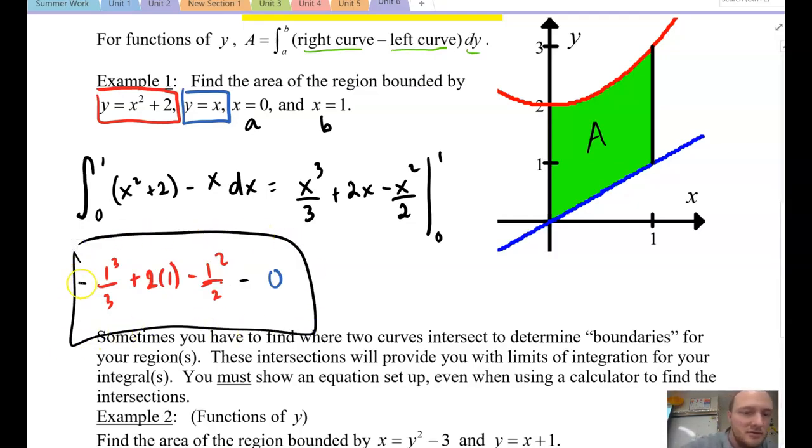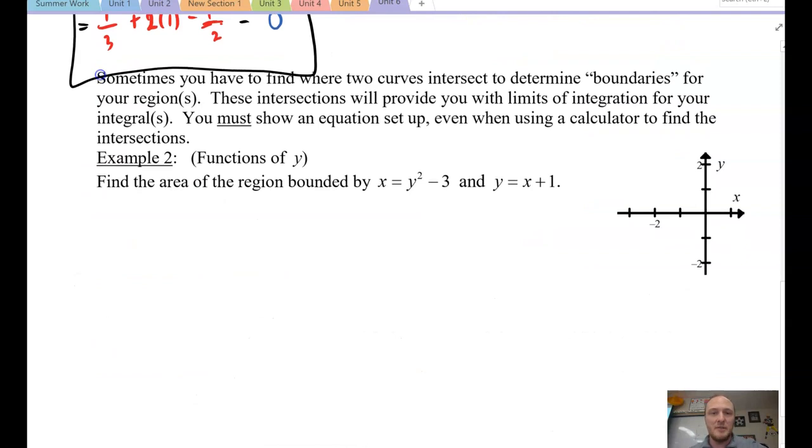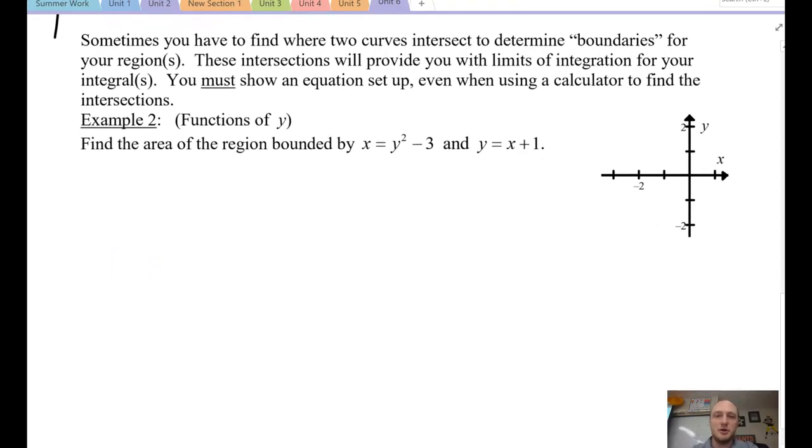That's it. Put my equal signs. All right. Okay, so remember, top minus bottom, plain and simple. However, in the next portion, it says sometimes you have to find where two curves intersect to determine boundaries for your regions. These intersections will provide you with limits of integration for your integral. You must show an equation setup even when you're using a calculator to find the intersections, okay? So just note, you need to do that.